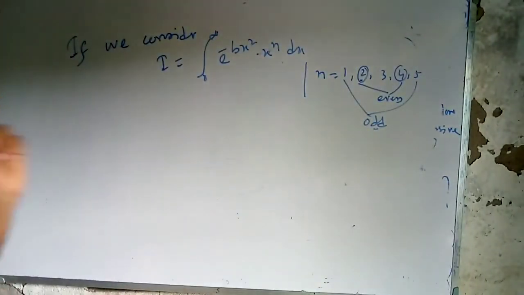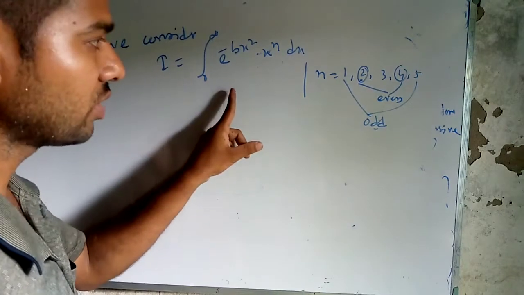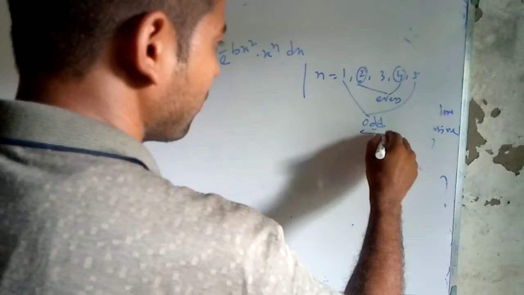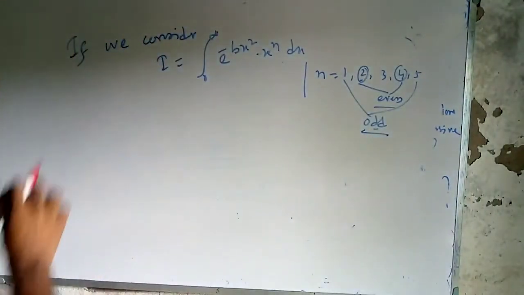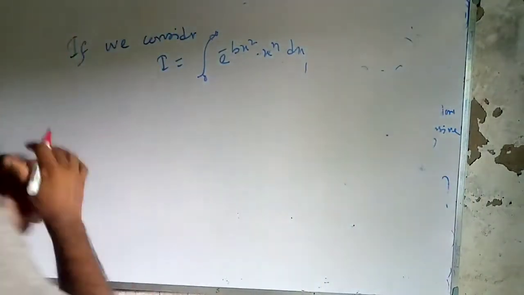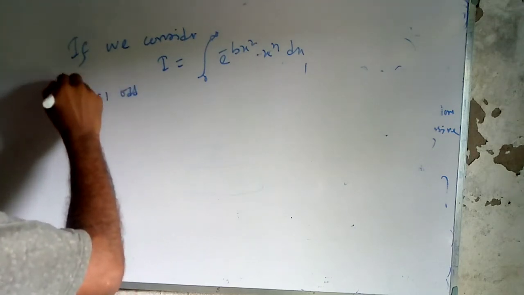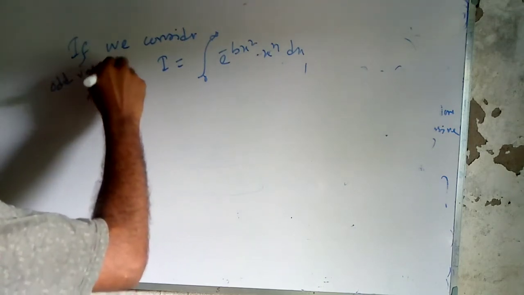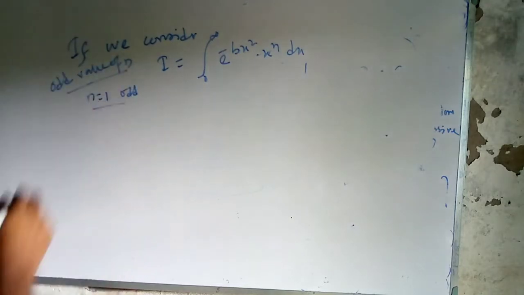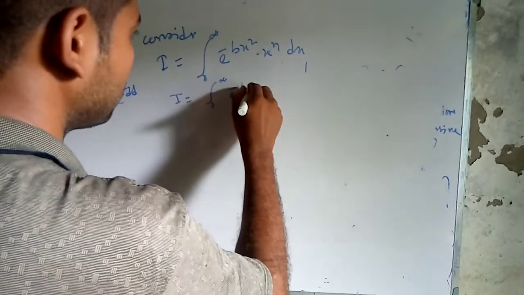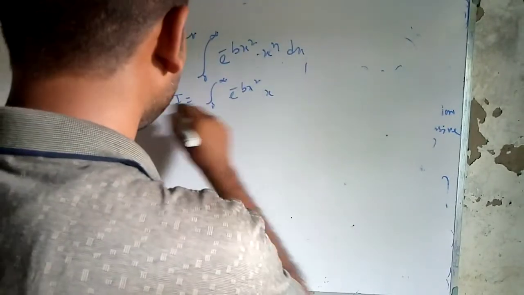To calculate this function, we can see that it is a different type of integration for even numbers and odd numbers. Let us see here. If n equals 1, this is an odd value. For odd values of n, this is n equal to 1. I equals the integral from 0 to infinity of e to the power minus b x squared into x dx.